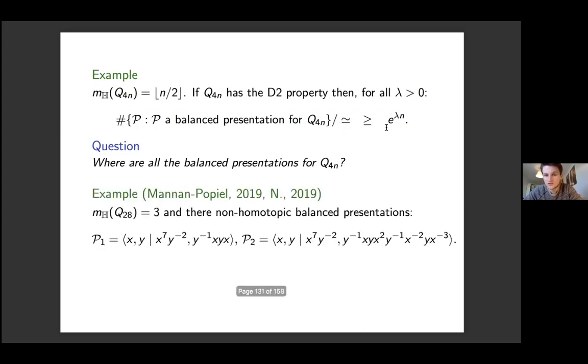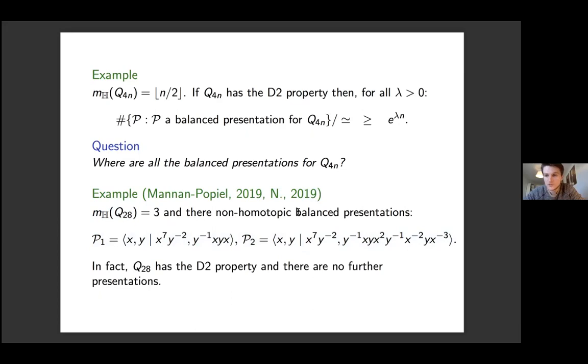And this was until recent results of Manon and Popiel in 2019, where they considered one of the simplest cases, Q28, which has 3 H's, exactly the minimum number in its Wedderburn decomposition, and they found 2 exotic presentations over Q28. So you have the normal one, and then you have this kind of funny one. And I've also mentioned my name there. So what did I do? All I did was note, using some of these other results, that in fact Q28 has the D2 property and there are no further presentations.